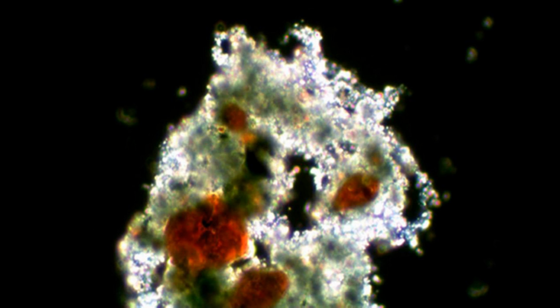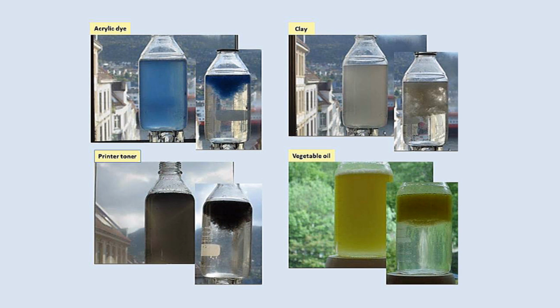At a microscopic level, the oil droplets are encapsulated into the alginate matrix. The result is that the tiny oil droplets will start to behave like larger macroscopic particles. Similarly, small particles are encapsulated, making SORBFloc effective for colloidal suspensions as well as oily emulsions. Examples shown here are acrylic dye, clay, printer toner suspensions, as well as a vegetable oil emulsion.